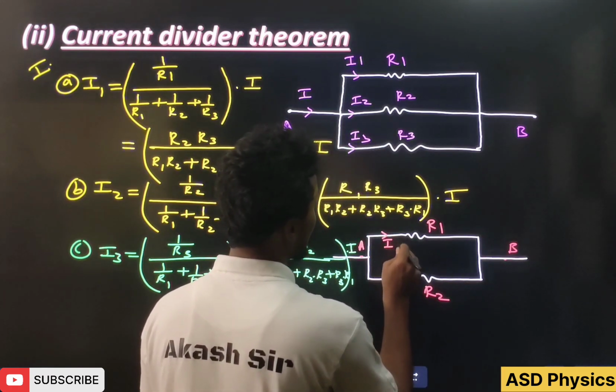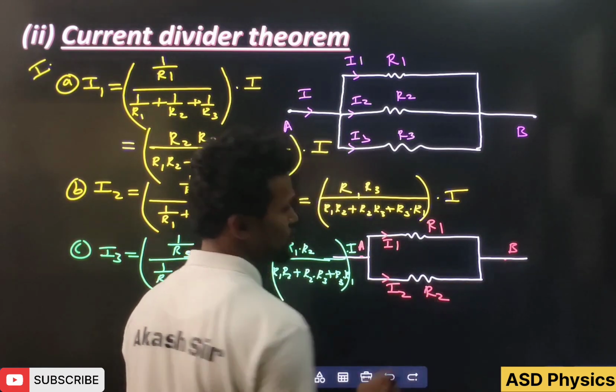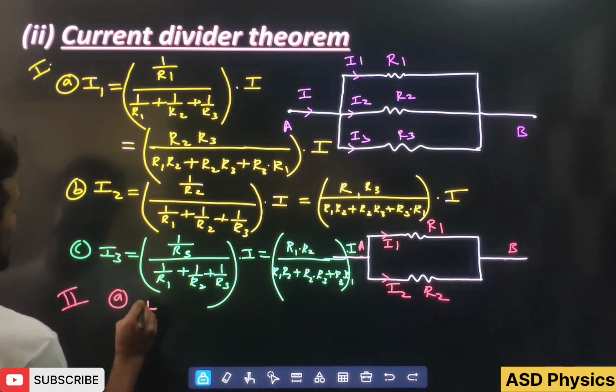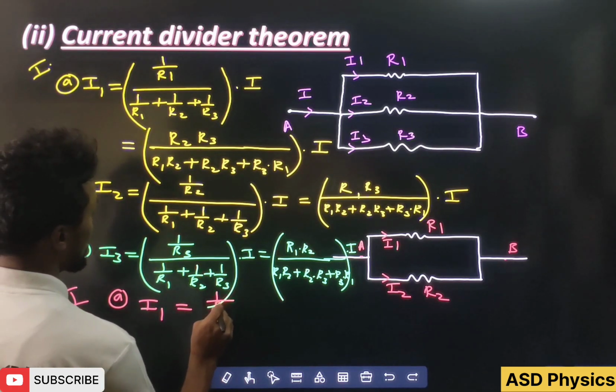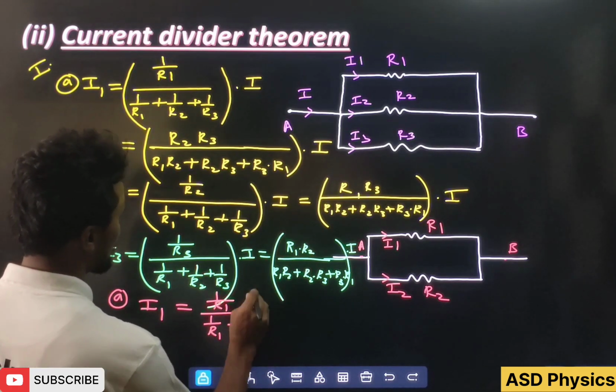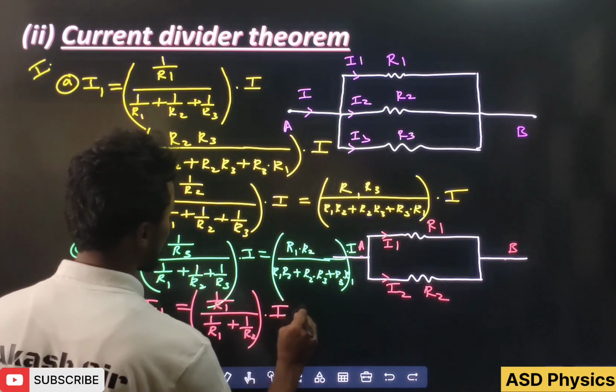How much current is going here? I1, and here current is going I2. Okay, so what will happen is that for the first one, I1 is given by (1/R1) / (1/R1 + 1/R2) into I. Very important, that's what I am doing.